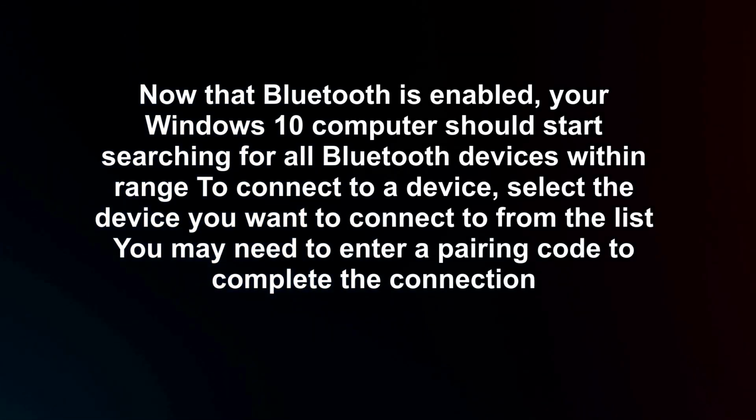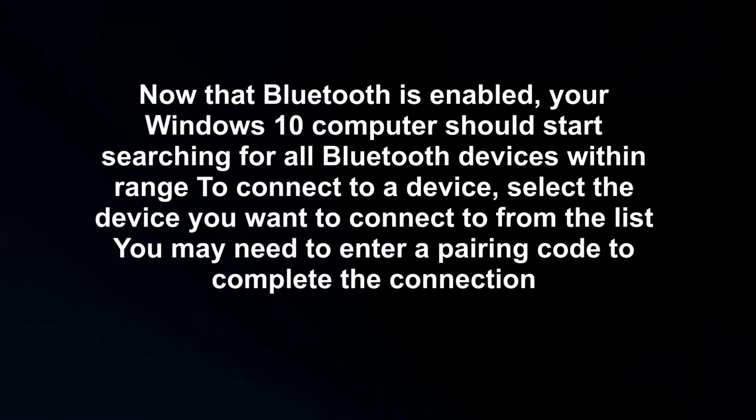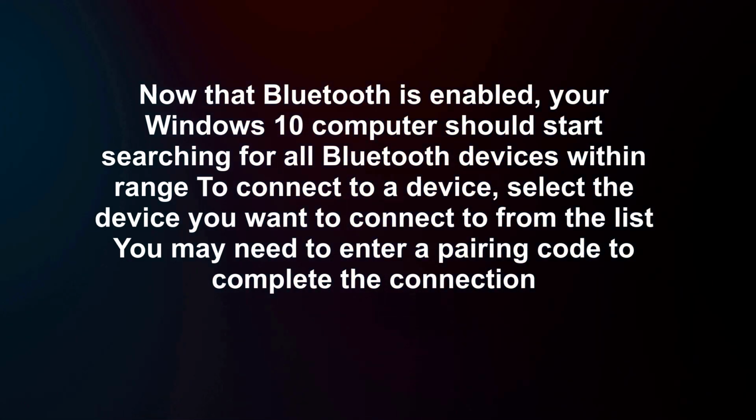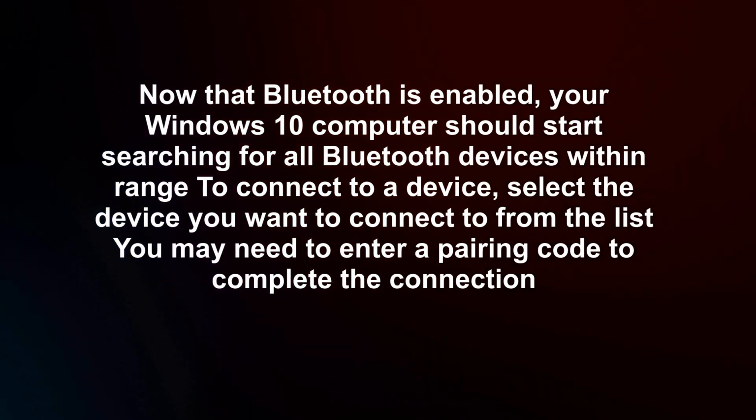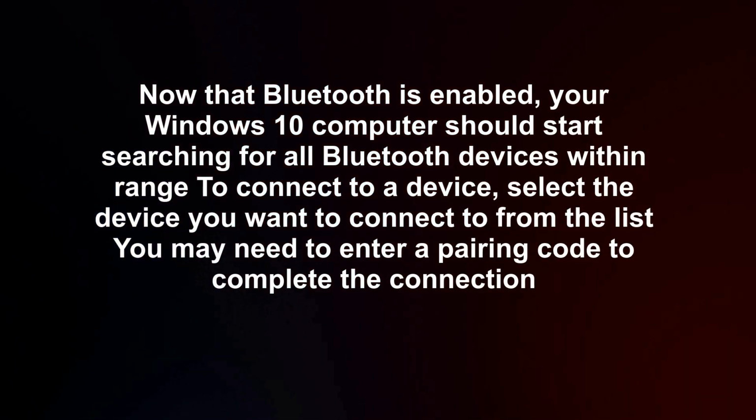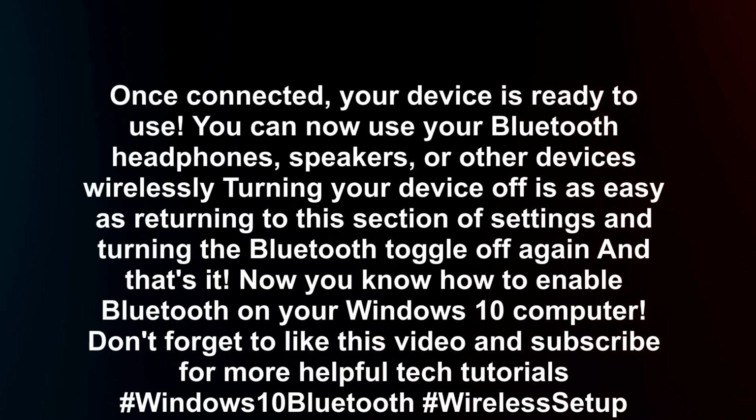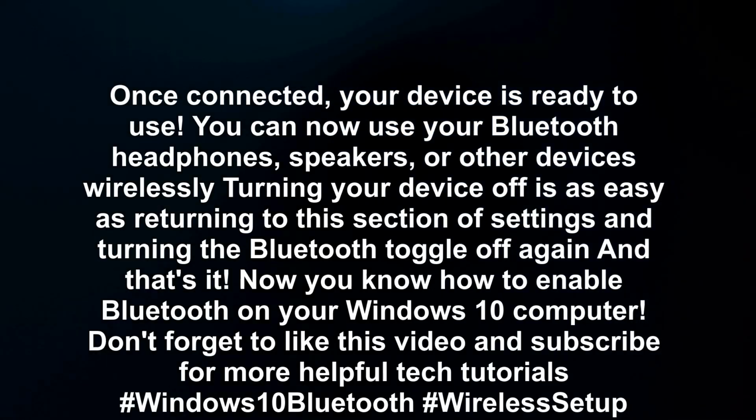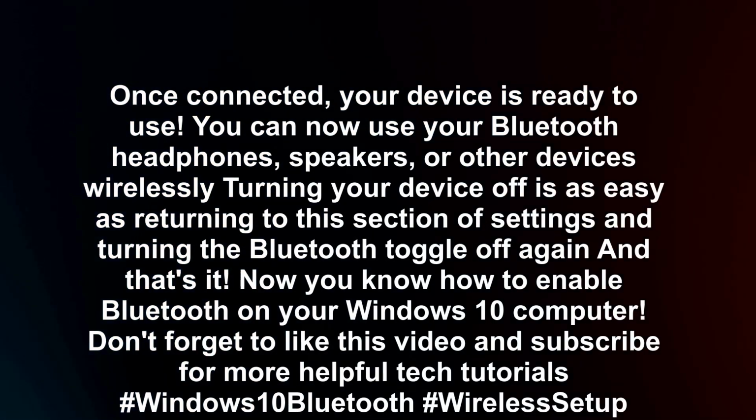Now that Bluetooth is enabled, your Windows 10 computer should start searching for all Bluetooth devices within range. To connect to a device, select the device you want to connect to from the list. You may need to enter a pairing code to complete the connection. Once connected, your device is ready to use. You can now use your Bluetooth headphones, speakers, or other devices wirelessly.